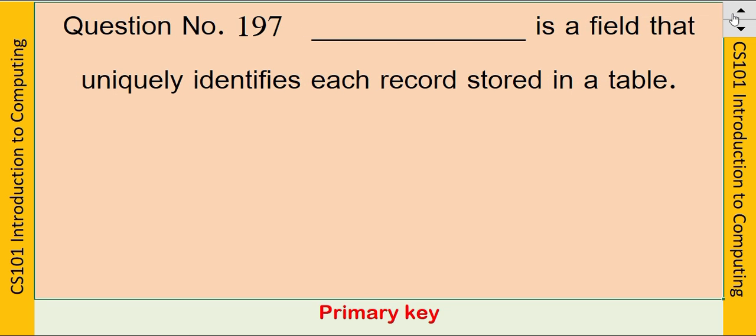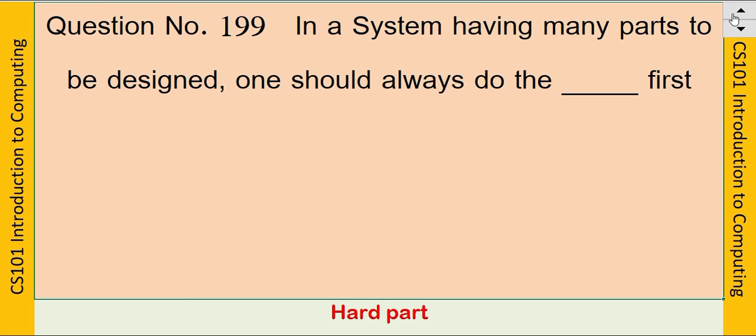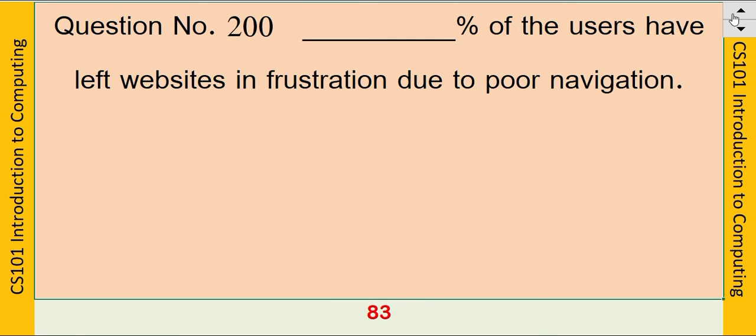Primary key is a field that uniquely identifies each record stored in a table. When the number of iterations depend upon a condition being met, you use the while loop. In a system having many parts to be designed, one should always do the hard part first. 83% of the users have left website in frustration due to poor navigation.